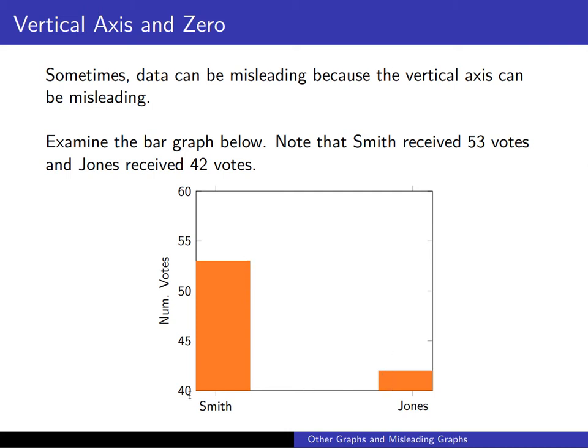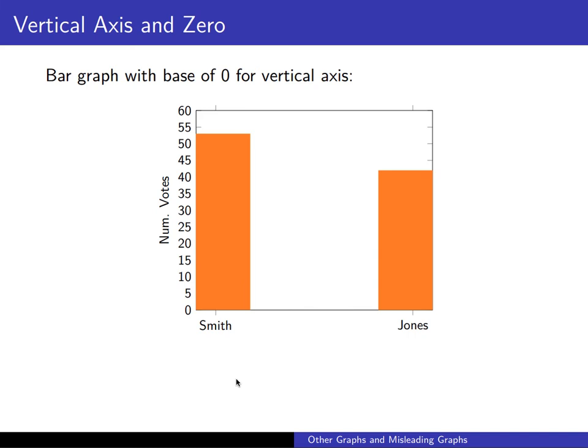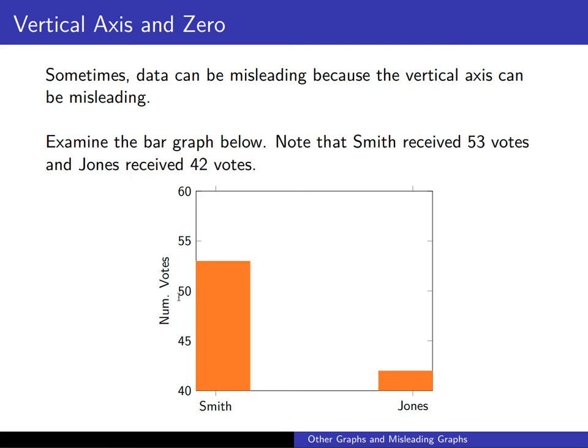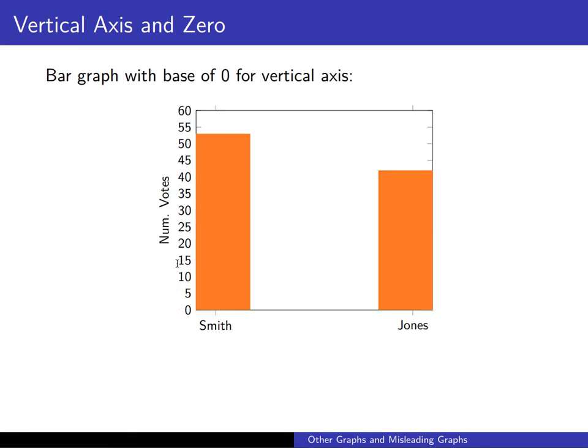Depending on where our vertical axis starts, we can really make it look like Smith absolutely destroyed Jones in this election, even though Smith only won by a raw total of 11 votes. So if we were to fix this and keep the same scale, still counting by fives, 40 to 45, 45 to 50, but now start at 0, yes, Smith still did win, but it doesn't look like it's 4 or 5 times the amount of votes that Jones got.